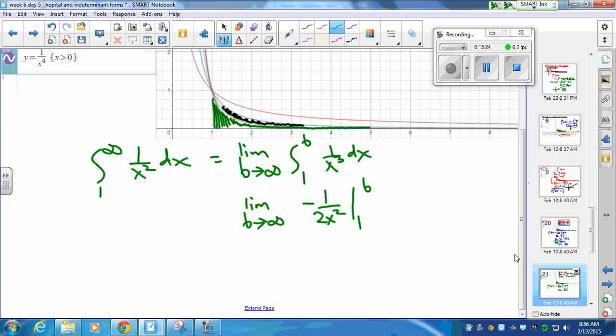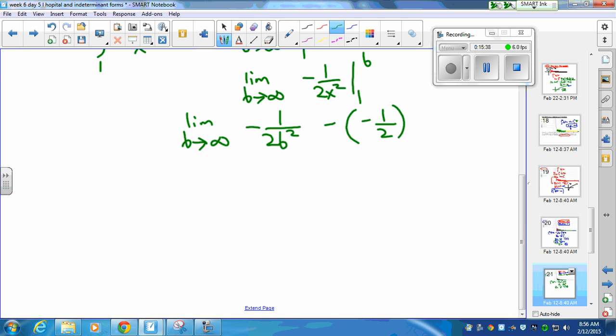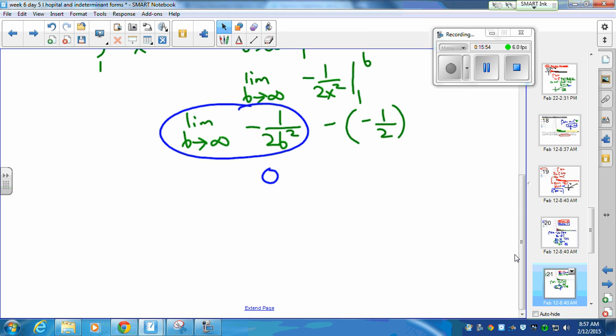Okay, which means this is the limit as b goes to infinity of negative 1 over 2b squared minus, in parentheses, negative 1 over 2. Now we're staring at this portion. And in this case, when b goes to infinity, b squared goes to super big. 2 over super big is super, super, super big. Negative 1 over super big is 0 plus a half, which is a half.